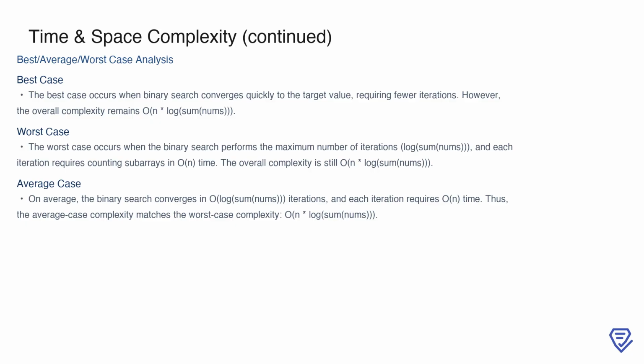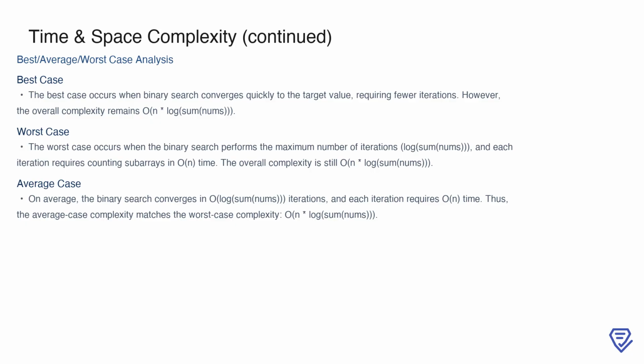Finally, let's analyze the best, average, and worst cases for the solution. In the best case, binary search converges quickly to the target subarray sum, requiring fewer iterations. However, since the time complexity is dominated by the need to count subarrays in each binary search step, the overall complexity still remains O(n * log(sum(nums))). In the worst case, binary search performs the maximum number of iterations, which is proportional to O(log(sum(nums))), and each iteration involves counting subarrays in O(n) time. Even in this scenario, the overall complexity does not exceed O(n * log(sum(nums))).